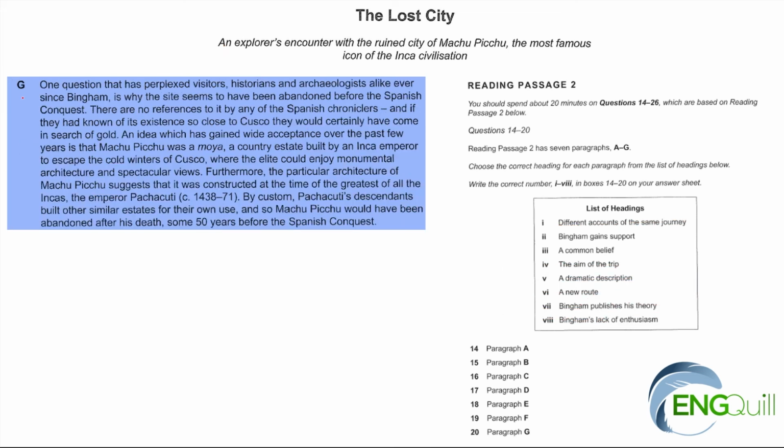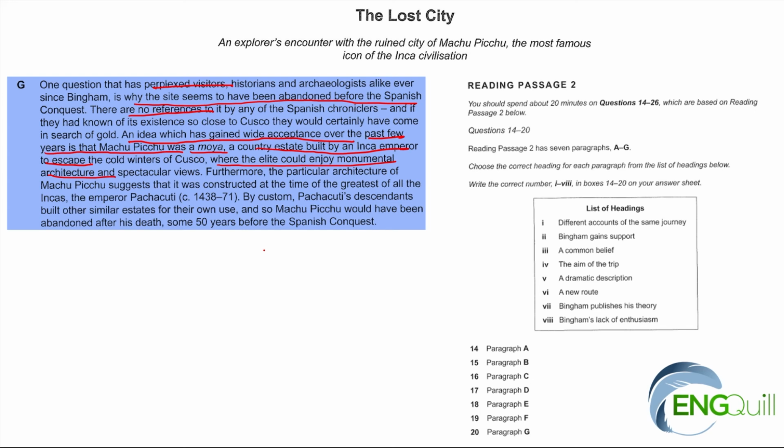So let's look at paragraph G. One question that perplexed visitors and historians alike is why the site seemed to have been abandoned. No reference. And if they had known of its existence so close, they would certainly have come in search of gold. An idea which has gained wide acceptance over the past few years is that Machu Picchu was a Moya, a country Inca emperor escape, where the elite could enjoy the monumental. Furthermore, the particular architecture of Machu Picchu suggests it was constructed at this time. Definitely talking about Machu Picchu.